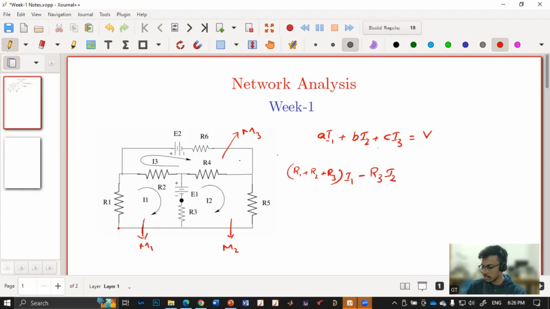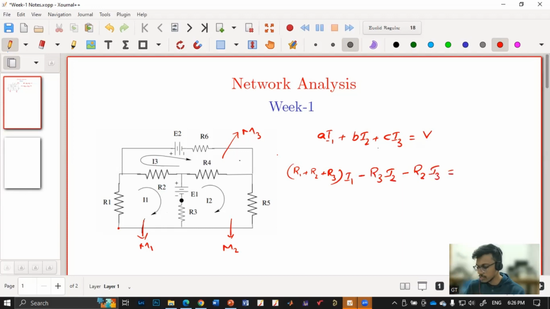And similarly, what will be the C value using the same logic? Minus I3 into R2. Yes. So it will be minus R2 into I3.